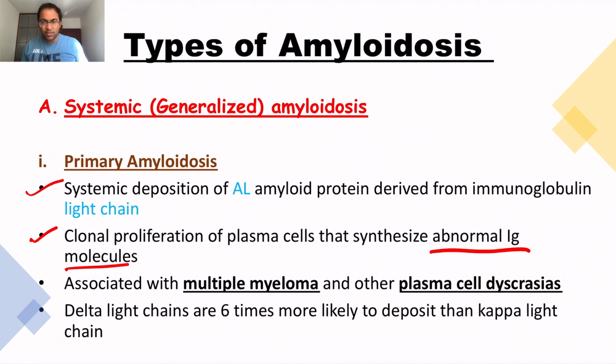You have many plasma dyscrasias like MGUS, monoclonal gammopathy of undetermined significance, then multiple myeloma, and many others. So remember, plasma cell dyscrasias are responsible for primary amyloidosis, specifically the formation of AL amyloid protein. Lambda light chains are 6 times more likely to deposit than the kappa light chain. Both of them are light chains of the immunoglobulins.